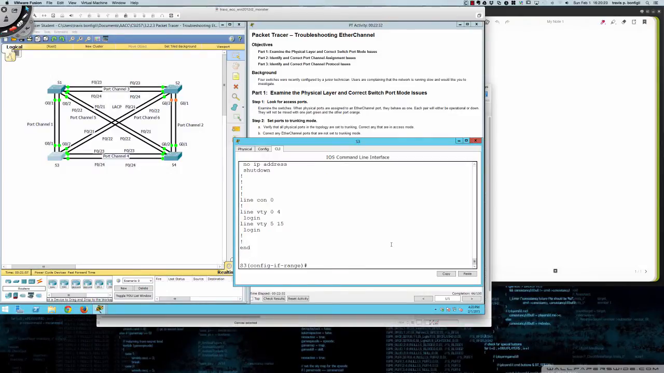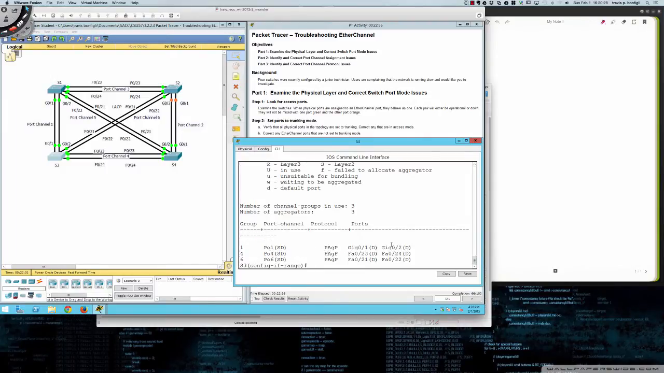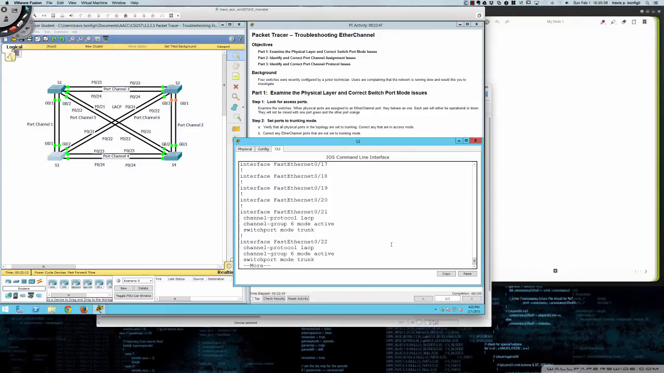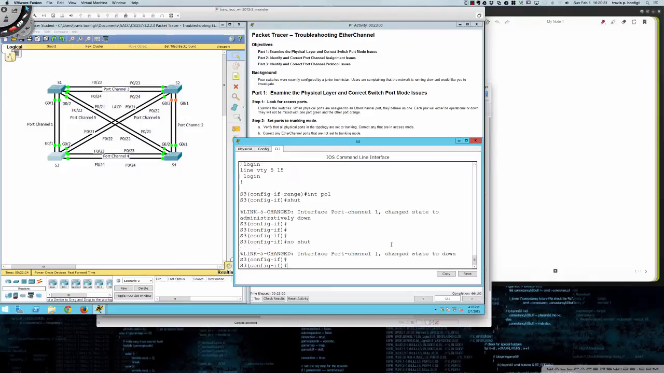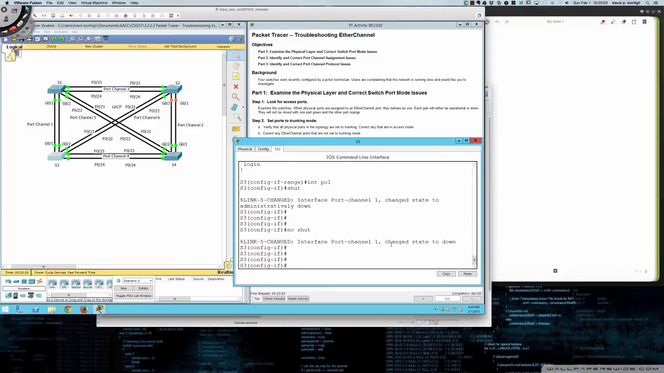So let's come down here. Now let's do a do show etherchannel, and we want to get the summary output. Let's see what we see. So as you can see, everybody right now is still down, and the protocol still shows PAgP. So let's do a do show run again, and let's make sure that everything looks good. So let's do this. Let's go into the port channel interface, and we're going to say shut. And then I'm going to bring it back up with a no shut, and we're going to see if that helps.